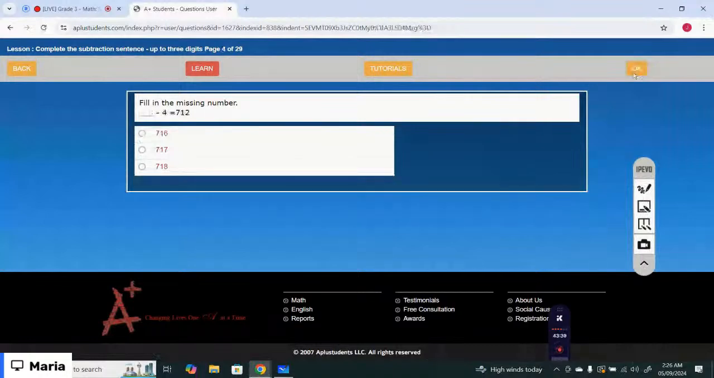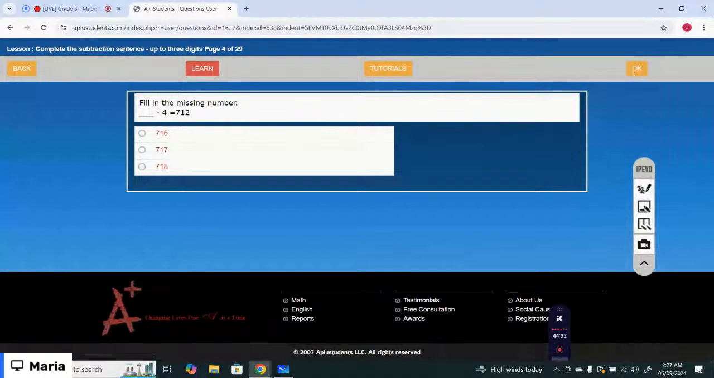Fill in the missing number. So which number take away 4 is 712? Which is the correct option? The correct option is 716 take away 4 is 712. The correct option is 716. Option number 1 is the correct option.